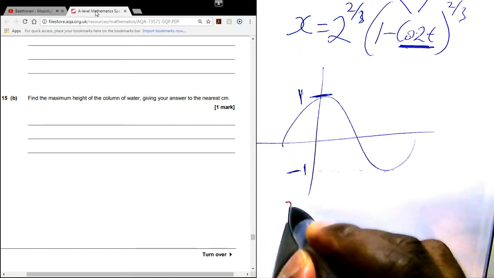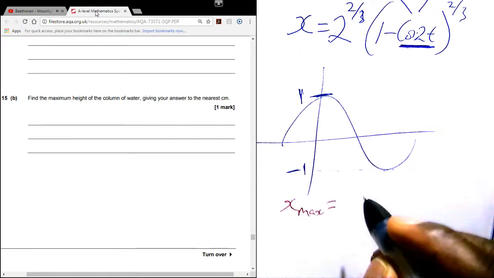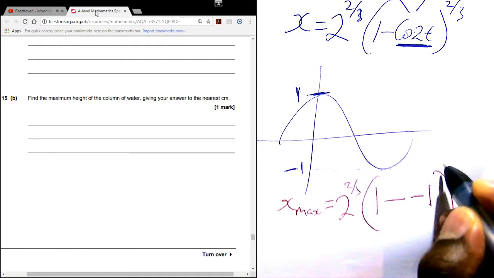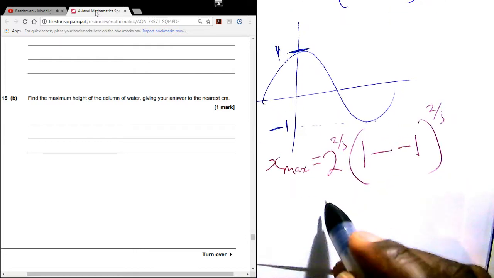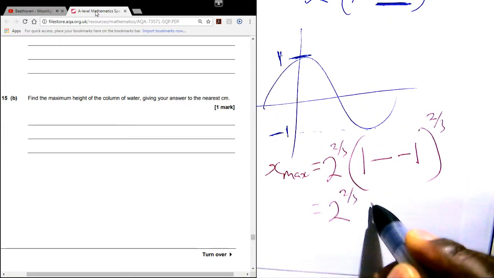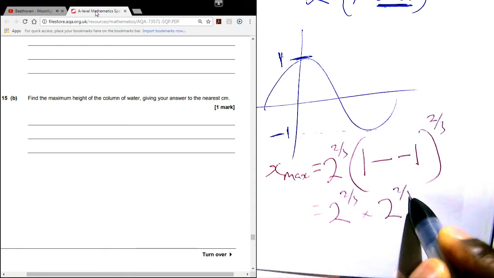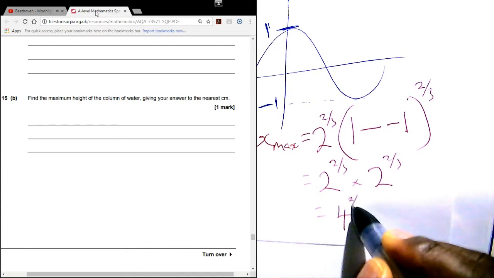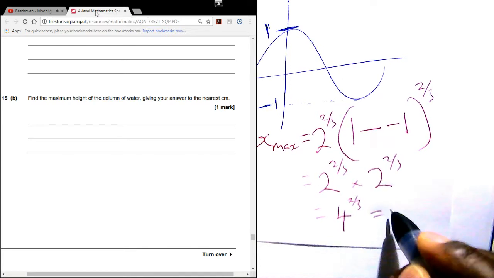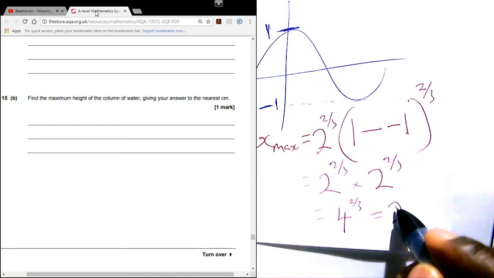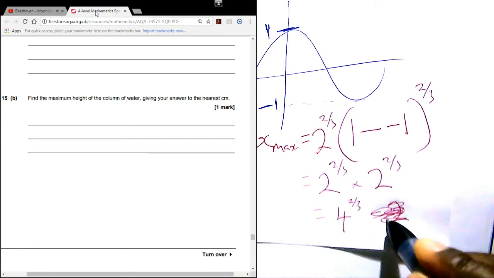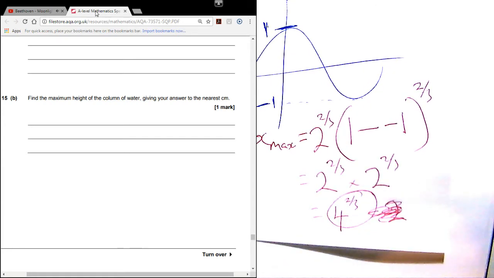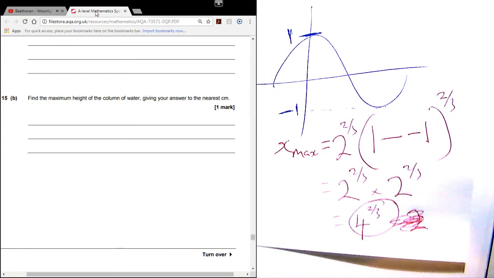So x maximum would be 2 to the power 2 over 3 into bracket 1 minus minus 1, to the power 2 over 3. And that is 2 to the power 2 over 3 times another 2 to the power 2 over 3. And that gives 4 to the power 2 over 3, right? And that gives you 2. Oh, no. That's not 2. That's just 4 squared, which is 16, and then the cube root of that. I would leave my answer like that.